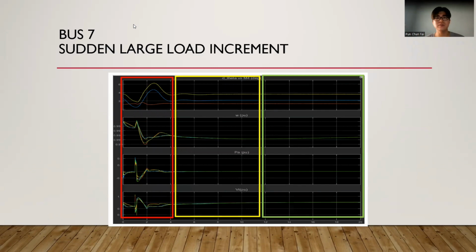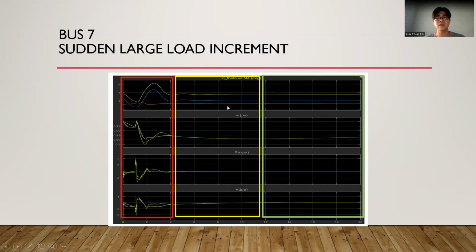For the first one, the sudden large load increment for bus 7, as shown in the red markings here, the system is in an unstable state from about 0.0 seconds to 4 seconds when a sudden load increase at bus 7 happened at 1 second. Before the spike at 1 second, we could observe that the system is attempting to stabilize, but when the load increment happened, the system became unstable again.